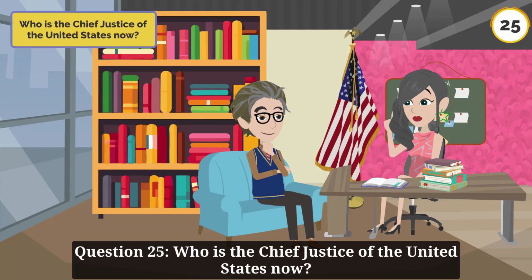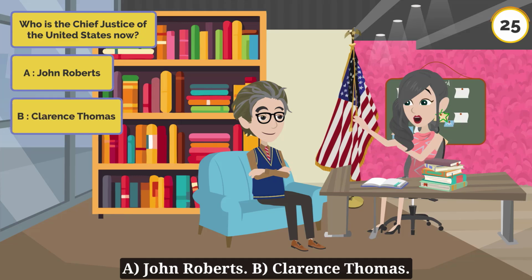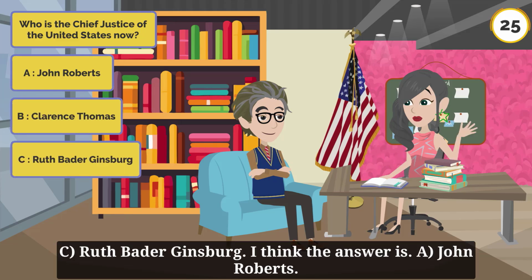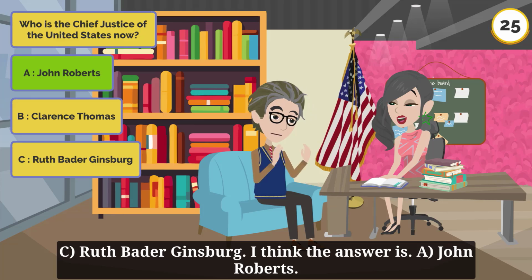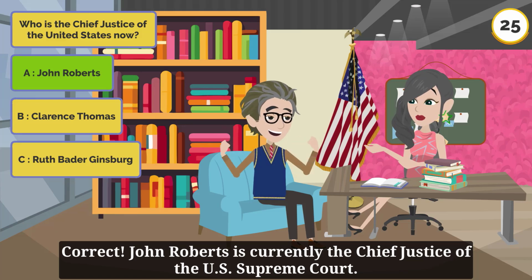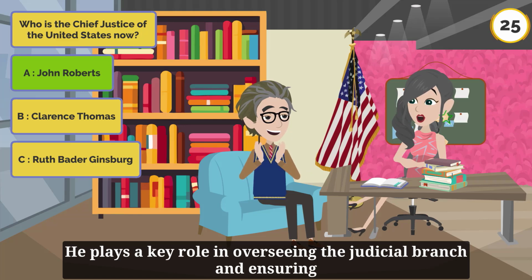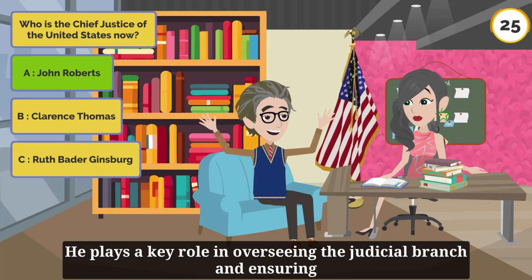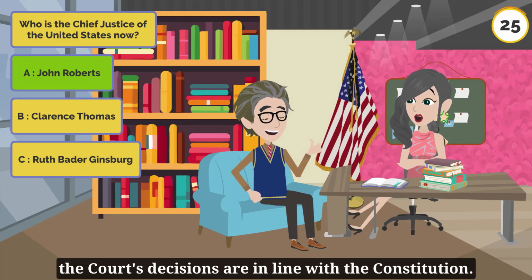Question 25. Who is the Chief Justice of the United States now? A. John Roberts. B. Clarence Thomas. C. Ruth Bader Ginsburg. I think the answer is A. John Roberts. Correct. John Roberts is currently the Chief Justice of the U.S. Supreme Court. He plays a key role in overseeing the judicial branch and ensuring the court's decisions are in line with the Constitution.